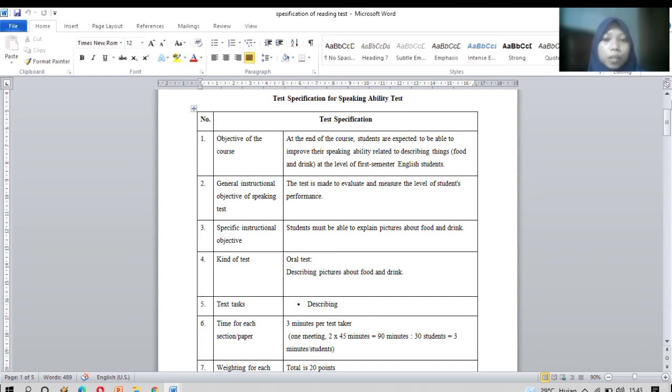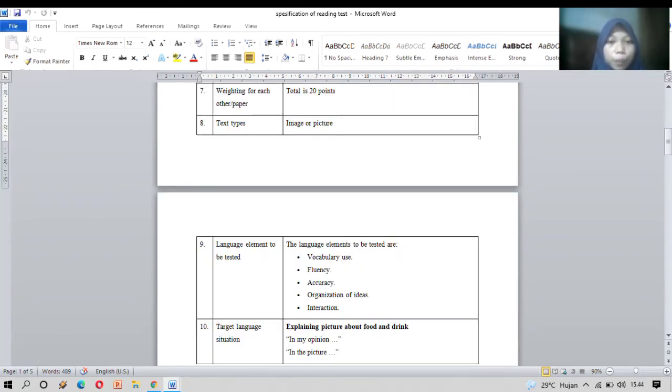there is 3 minutes per test taker. One meeting, 2 times 45 minutes equals 19 minutes, divided by 30 students equals 3 minutes per student. And for weight for each other or paper, the total is 20 points. And then text types is image or picture.